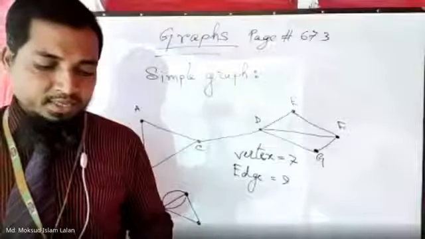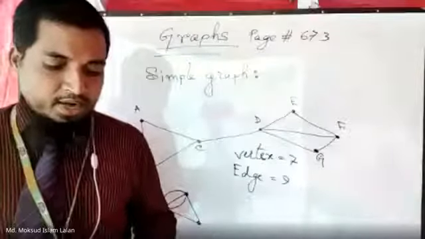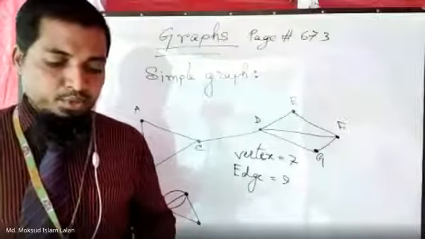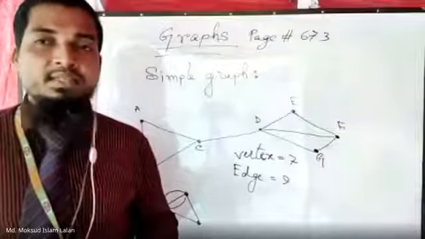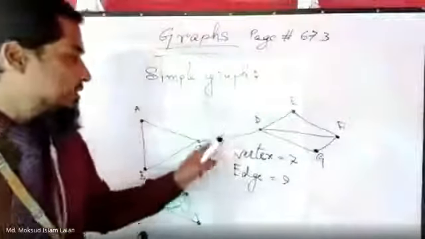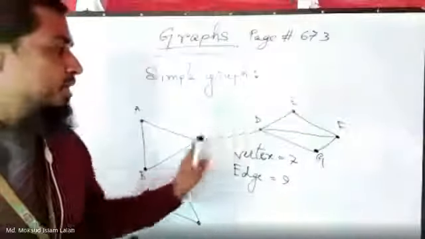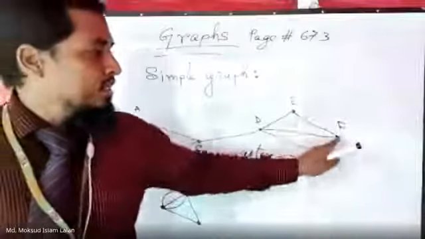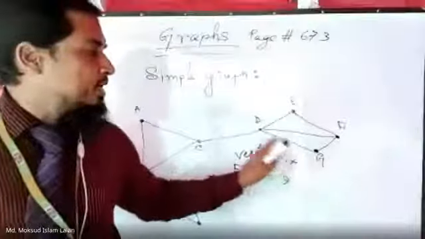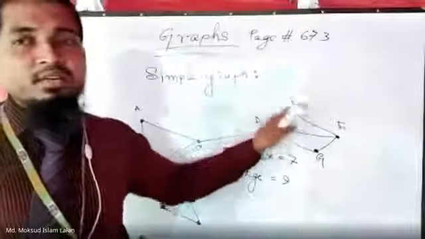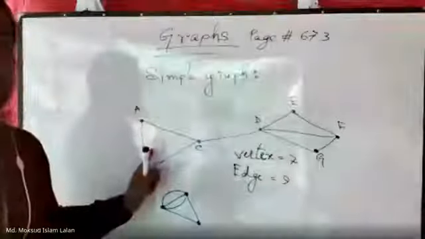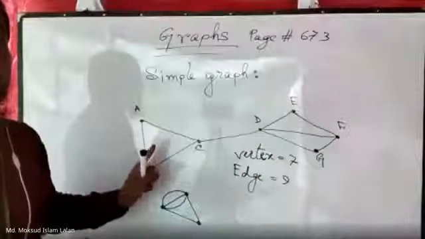The definition is given in the book. A graph in which each edge connects two different vertices. This edge connects two different vertices. This edge connects two different vertices. You need to check. Do you understand? Each and every edge connects two different vertices. Is it clear?